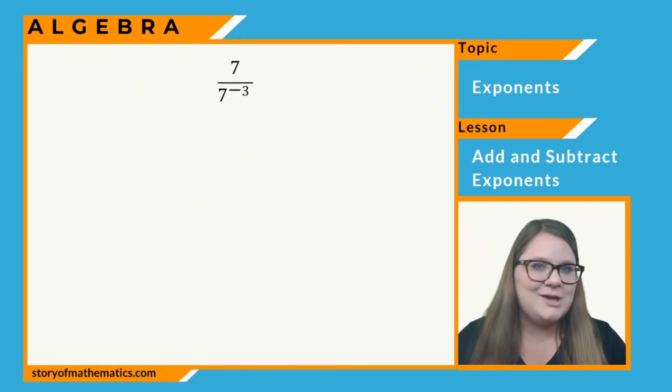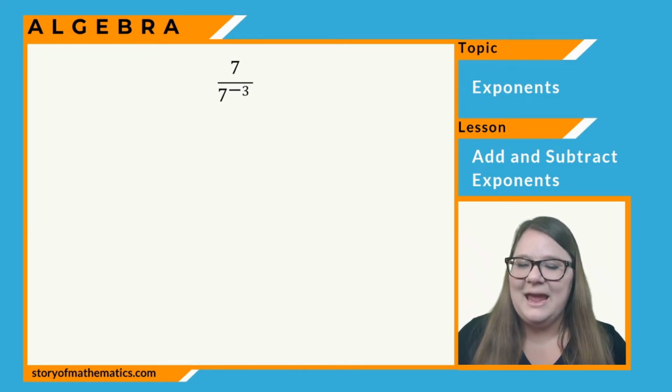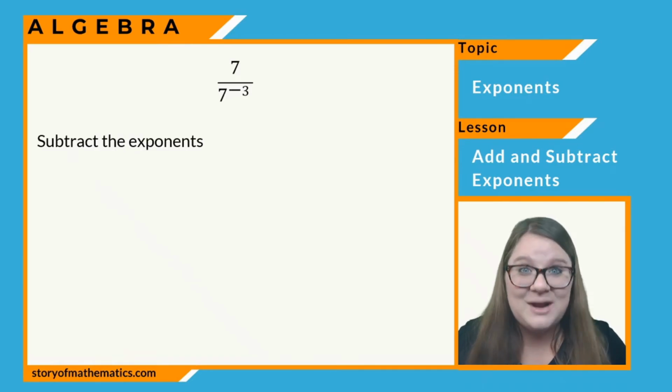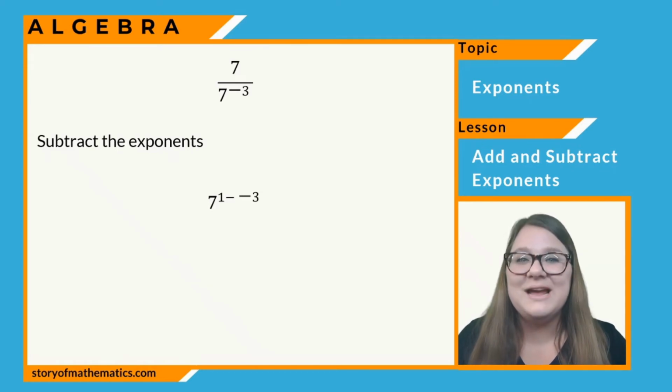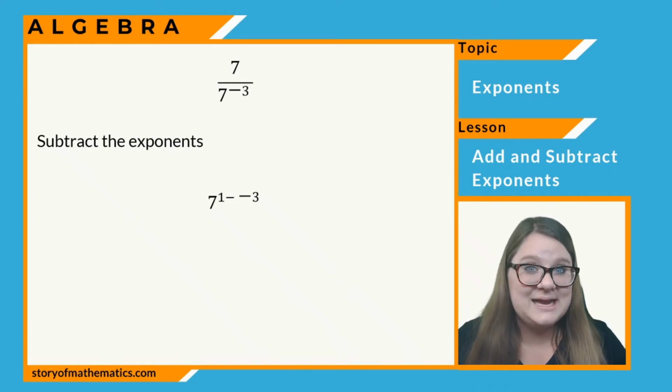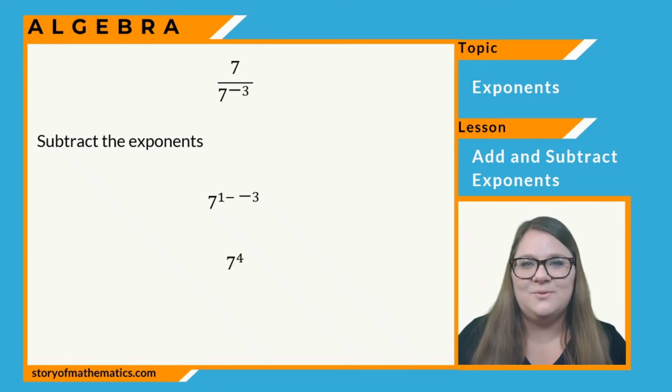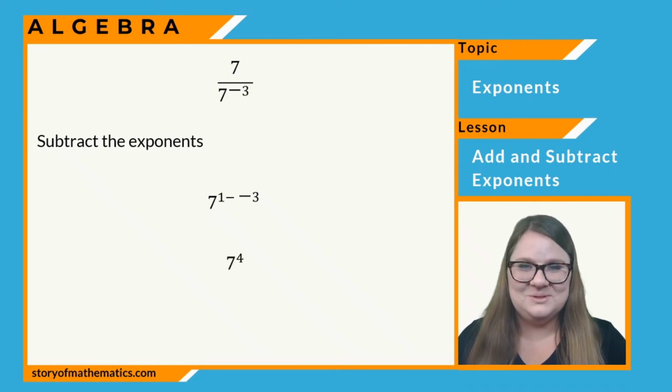Now, these actually have the same base, and the exponent of the numerator is 1. So if you don't see an exponent, you can assume that it's 1. I want to now subtract these exponents. So I'm going to have 7 as my base, and then I'm going to have 1 minus negative 3 as my exponent. Now, 1 minus negative 3 is the same thing as 1 plus 3, because anytime you subtract a negative, it's the same thing as adding a positive. So 1 plus 3 becomes 4, and my answer here is 7 to the 4th.